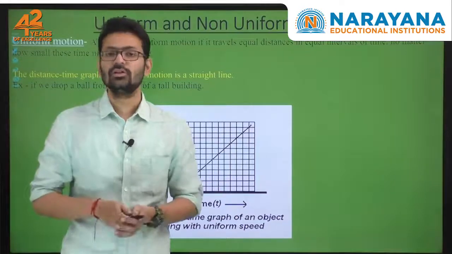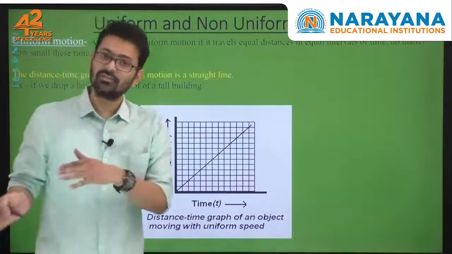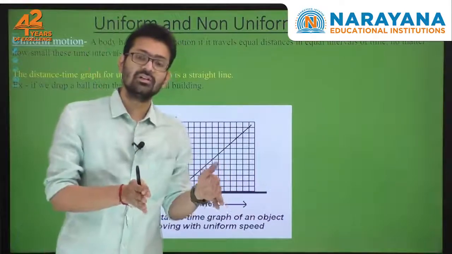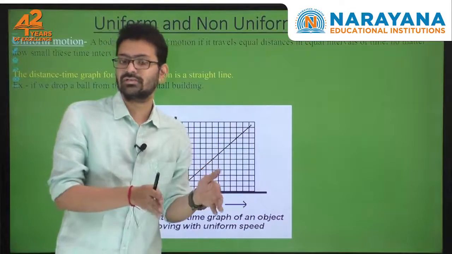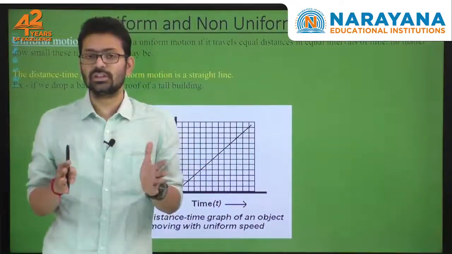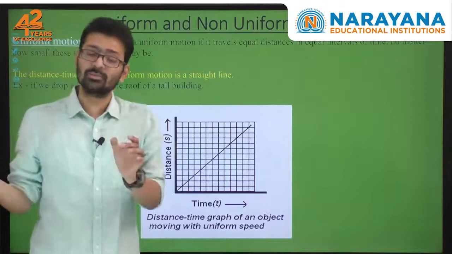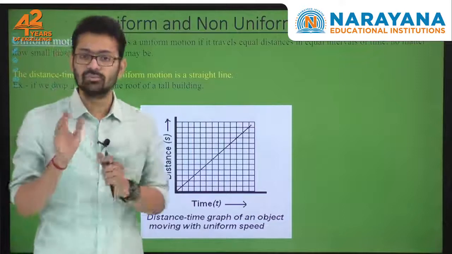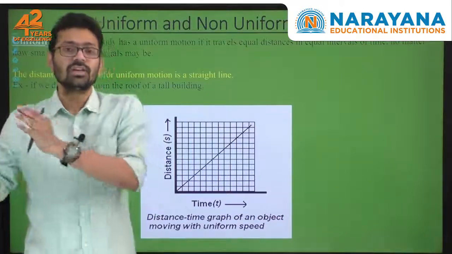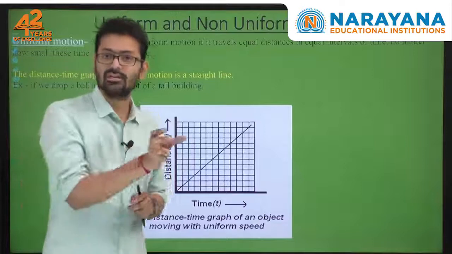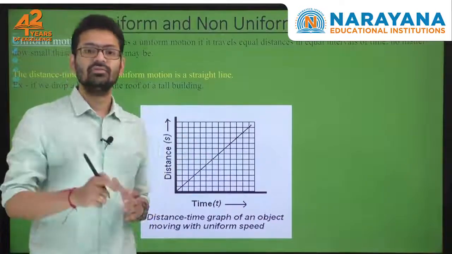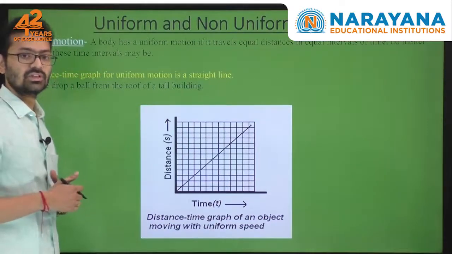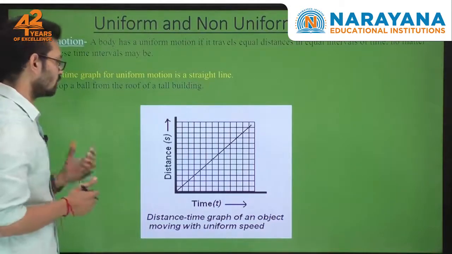You might travel 2 meters in 10 seconds, and again 2 meters in another 10 seconds, and the total distance will be 4. The time interval should be the same. It might be 1 second or even a millisecond. It doesn't matter how small the time interval is, but if for equal intervals of time you travel equal distances, then we call it a uniform motion. The graphical representation of uniform motion is going to be like this.